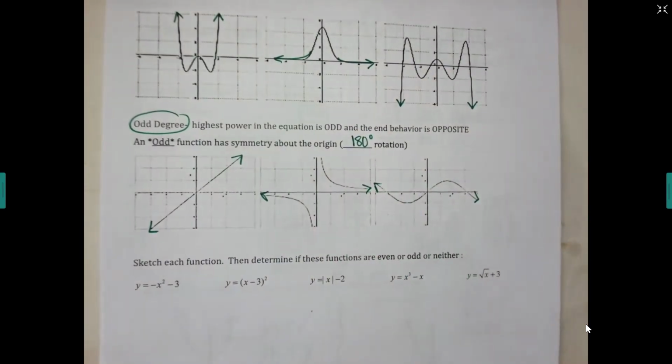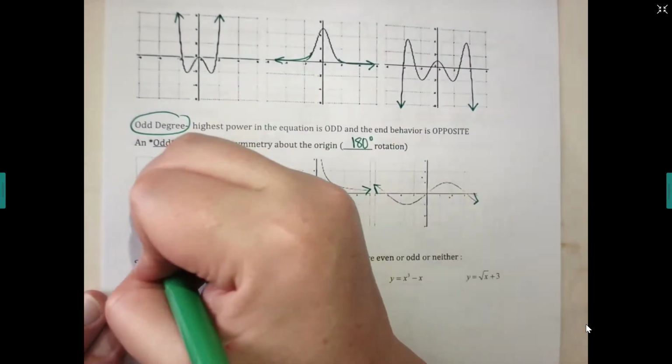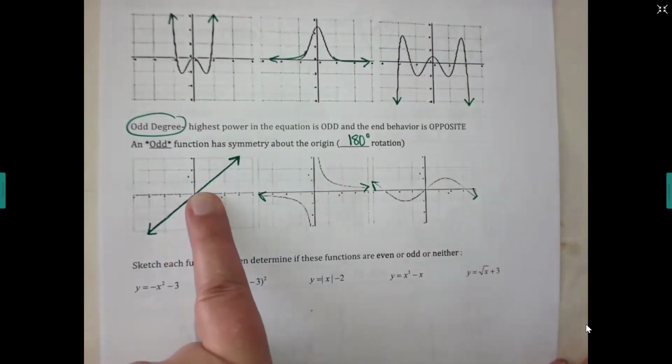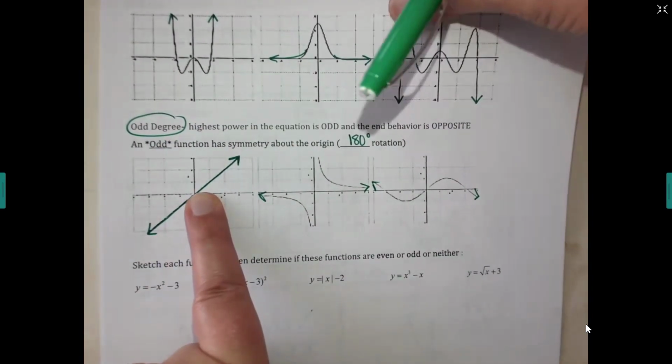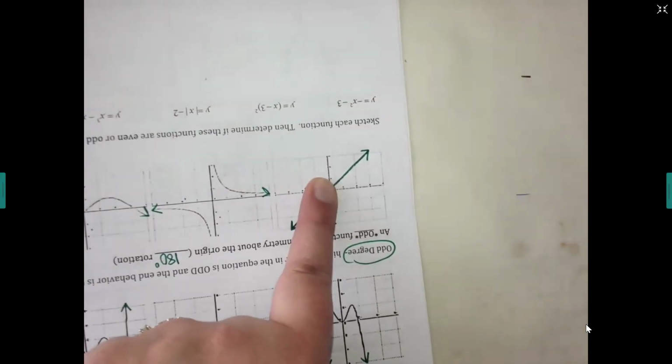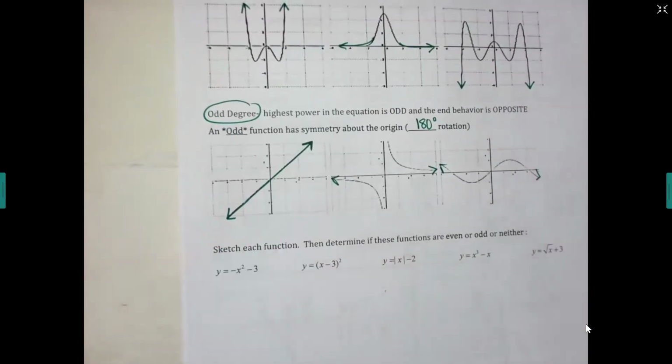So for example, look just at the line. Look at this line right here. Put your finger on the origin and then spin your paper upside down. You see how it looks exactly the same as it already looked? And then I can spin it back and it's still uphill. That's symmetry about the origin. And that is true for odd functions, not just odd degree, but truly odd.